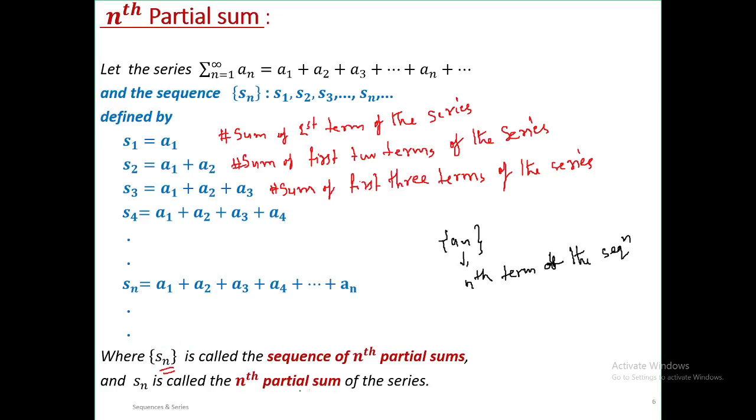So why the word partial? Because you are not taking all terms, right? You are taking only a few terms. That few terms are the first n terms. That means you are showing partiality, right? Because you are not taking all terms. That's called nth partial sum.